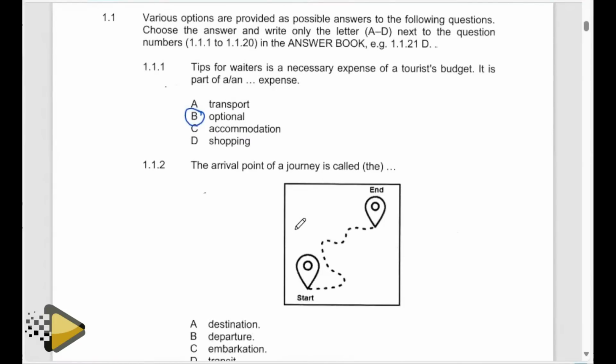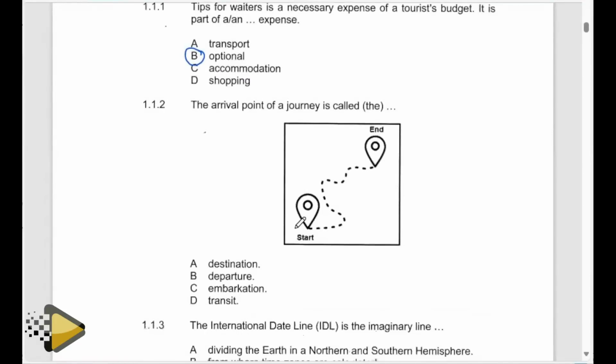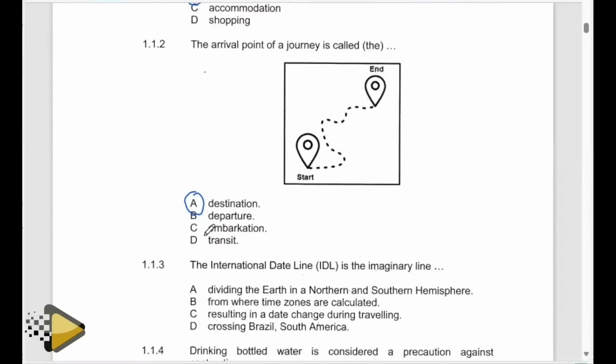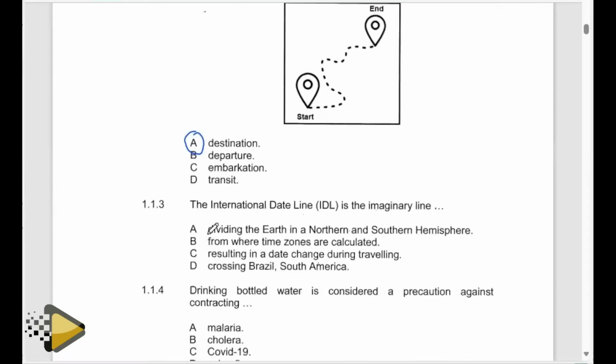Then 1.1.2, the arrival point of a journey is called, we refer to the arrival point as the destination. It is known as the destination. The departure is where a journey starts, then the destination is the arrival point. So the correct letter for that question would be letter A.